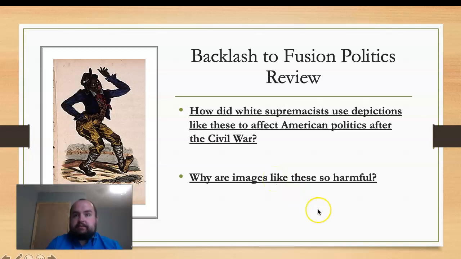Also, I obviously shouldn't have to ask this, but when you answer those questions, think about why images like these are so harmful. Not just the fact, of course, that they depict African Americans as very lazy, very stupid, all sorts of negative connotations, but how are these images going to negatively affect politics and by extension African Americans in their search for independence and equality in America? I know that was a lot, but keep those questions in mind and some of those thought processes as we go through the assignments and lessons for the rest of this week.